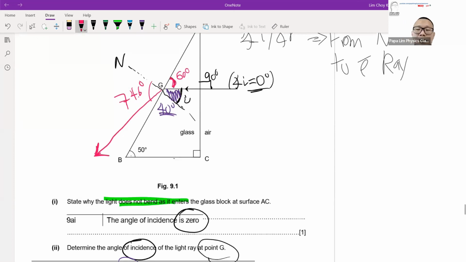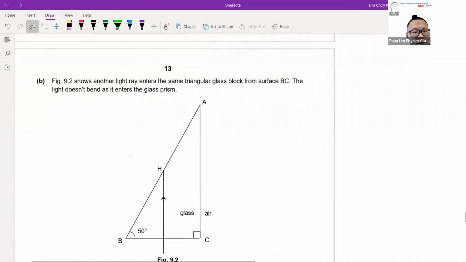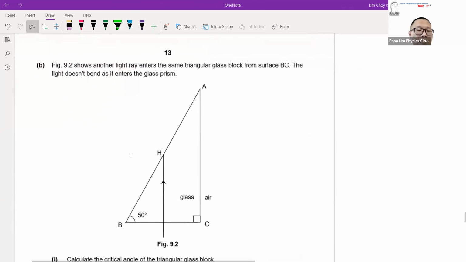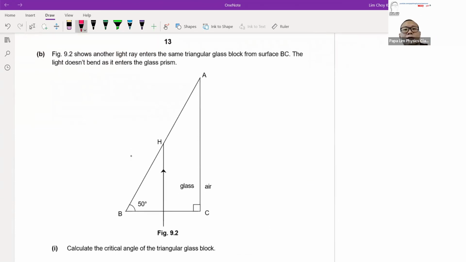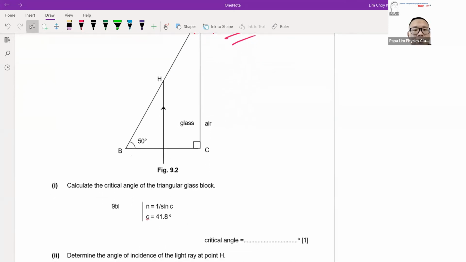Okay, angle of incidence. Remember, it's always from the normal to the refracted ray. Now, same thing. If I change the light ray now, you enter the glass block at BC. Same glass block, so the refractive index is actually the same, 1.5. Calculate the critical angle of the glass block.